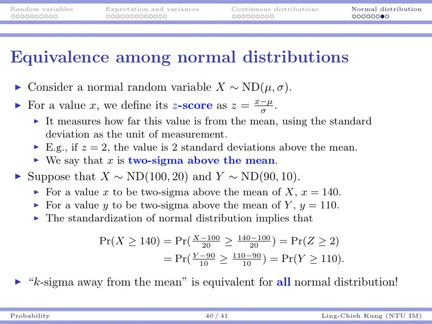For y, we can do the same thing, and it turns out it's also 2. So what does that mean? That means these two probabilities must be the same. These two probabilities must be the same.